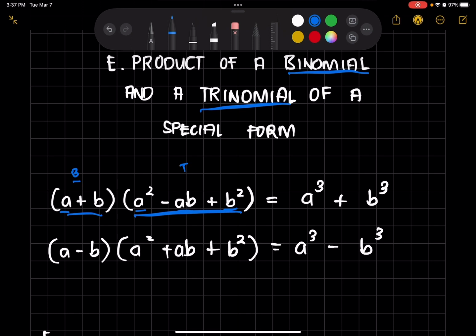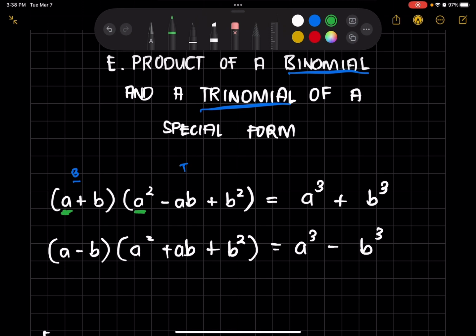So next characteristic that you need to check is if the first term of the trinomial is the square of the first term of the binomial. So, gagawin lang natin dyan, check natin yung first term nito, and then check din natin yung first term ng ating trinomial. So, kapag napansin natin na similar lang siya, pero nakasquared siya dito sa trinomial, then isa yun na good characteristic of this special type of special product.